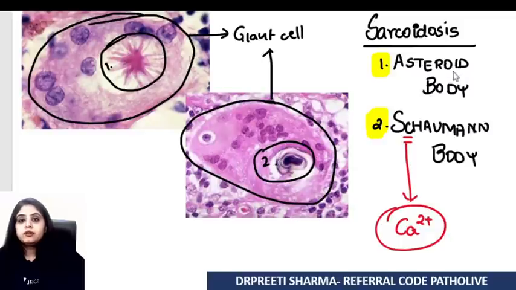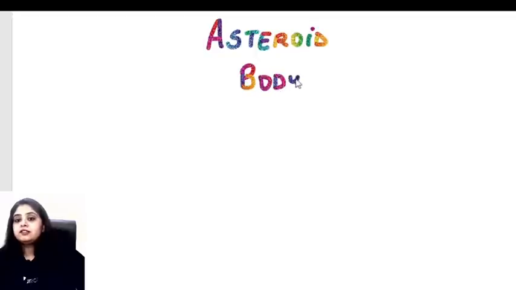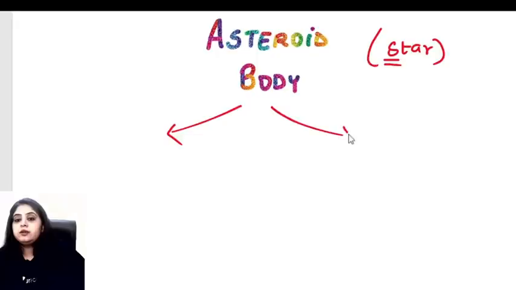Now that we are talking about asteroid body, why not we talk about the other places where you can see asteroid body. So that is something which I would want all the students to correlate, that when you're talking about path and micro, asteroid bodies are seen in two places. See, how have I learnt it? Asteroid reminds me of a star. So the star-shaped body is seen in the two S's.